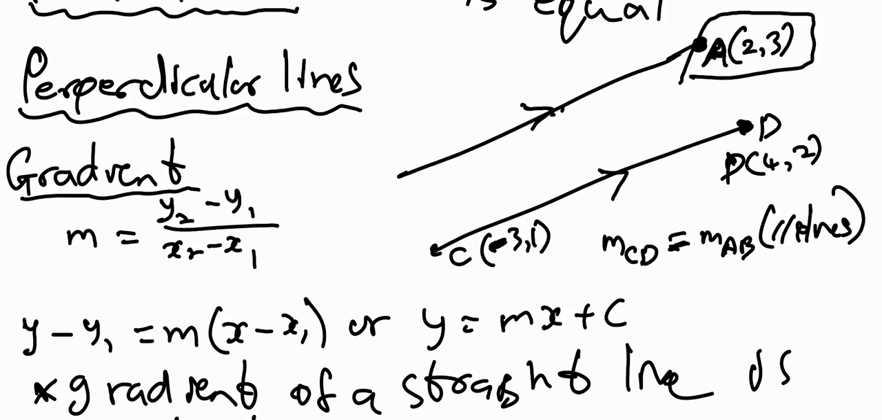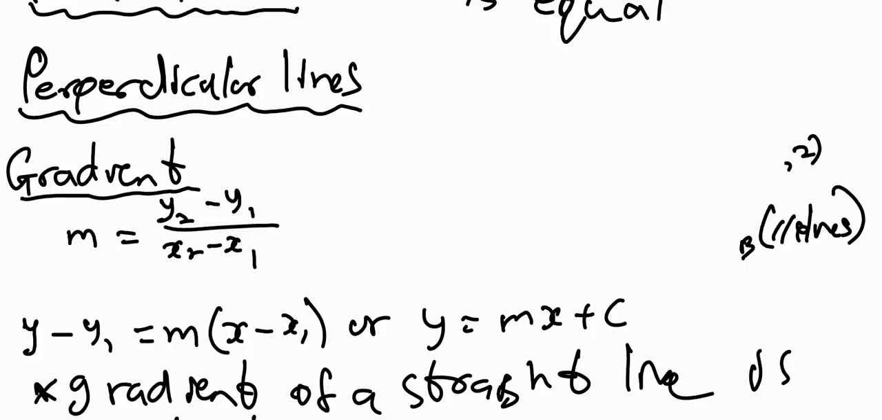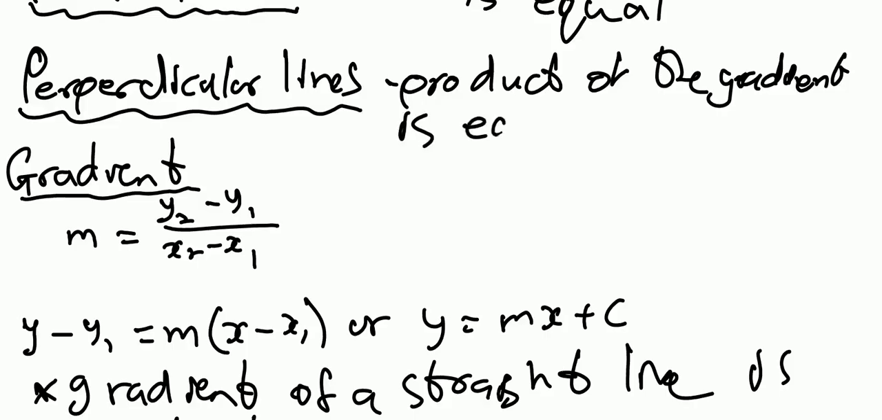So now let's talk about the gradient of perpendicular lines. You've been hearing about the gradient of parallel lines. What about the gradient of perpendicular lines? We are saying the product of the gradients is equal to -1. So the product of the gradients is equal to what? -1, when we are talking about perpendicular lines. What does that mean? You can hear what I'm saying, but you can't visualize it. Let's check.